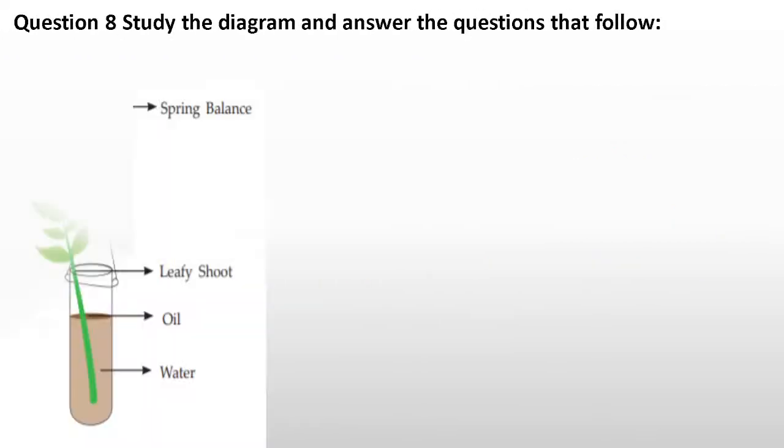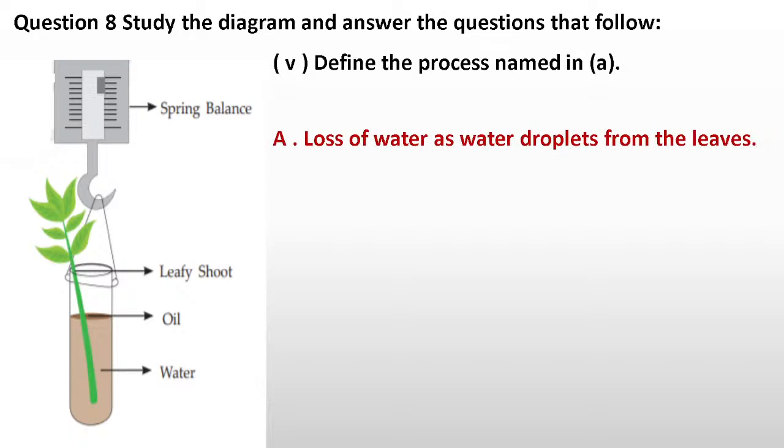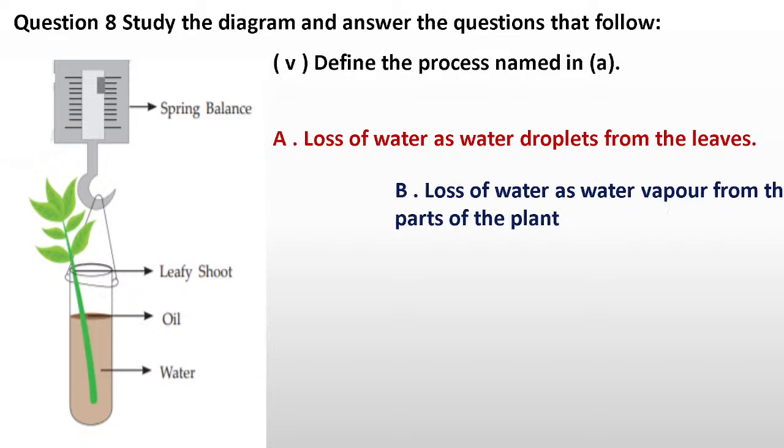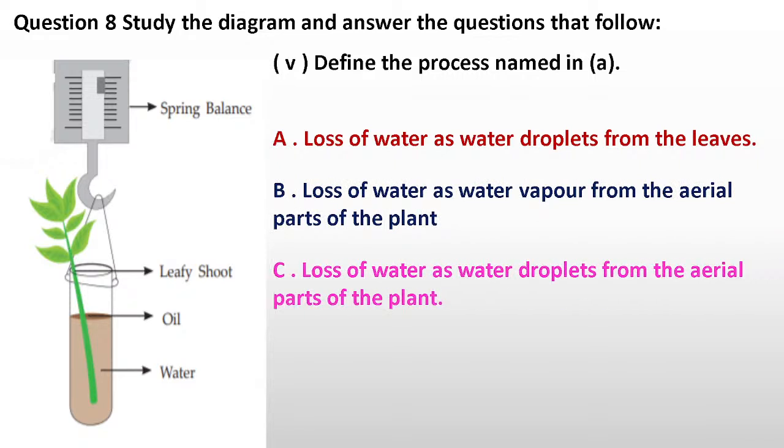Now, I guess this is the last question. Define the process named in the picture. A, loss of water as water droplets from the leaves they are given out. B, loss of water as water vapor from the aerial parts of the plant. C, loss of water as water droplets from the aerial parts of the plant. D, loss of water from the stem.